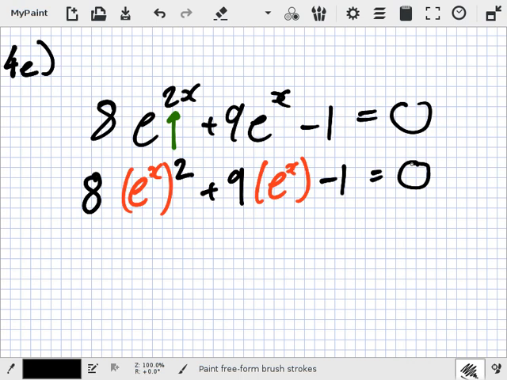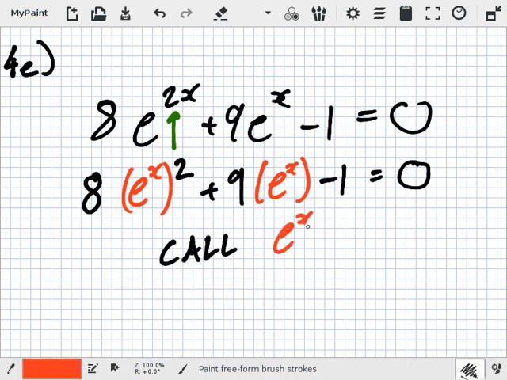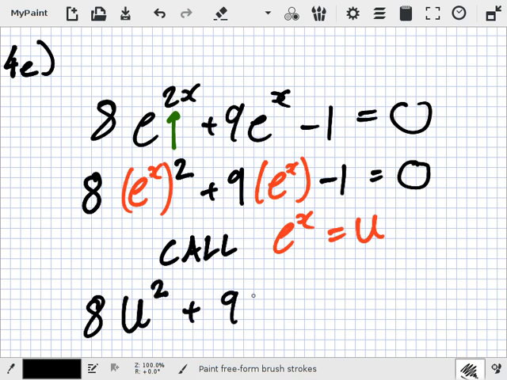Now, I can make it even clearer for you. What I can do is call e^x, we'll just give it a letter, we'll just call it u, for example. So this becomes 8u squared plus 9u minus 1. Now can you see what's happened?